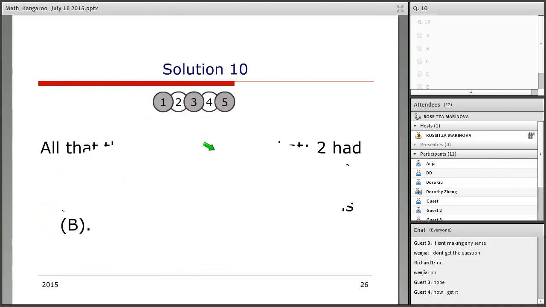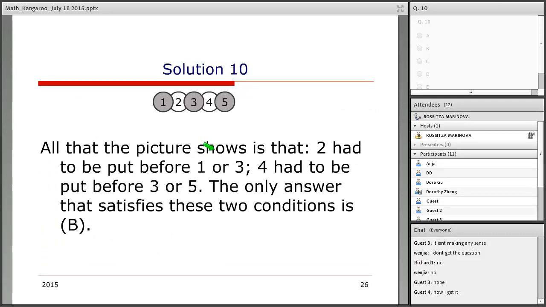I'm just going to open this. So, all that the picture shows is that 2 had to be put before 1 and 3, 4 had to be put before 3 and 5. So, the only answer that satisfies these two conditions is B. So, I hope now you are able to understand this. So, if you look over here, B is 4, 5, 2, 1, and 3. I hope you've got the answer and you understood the solution.